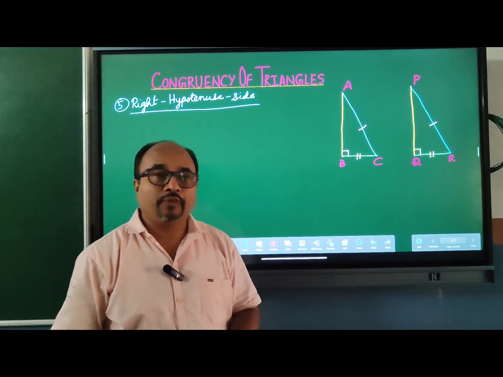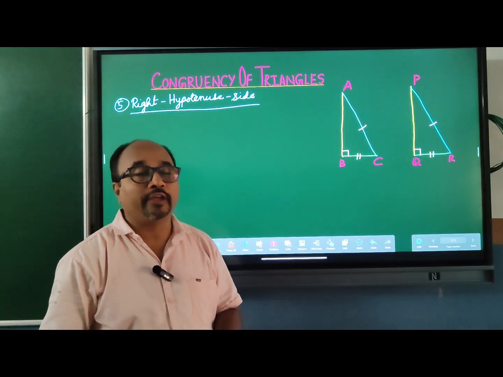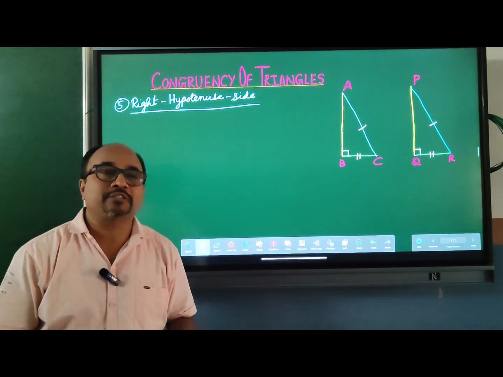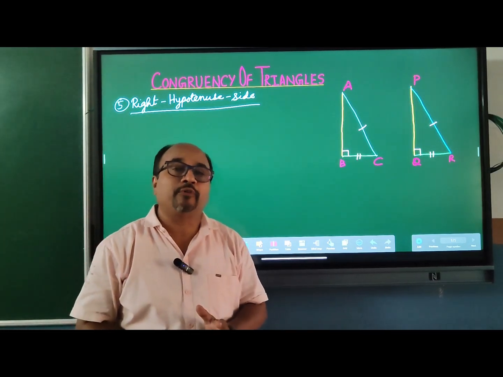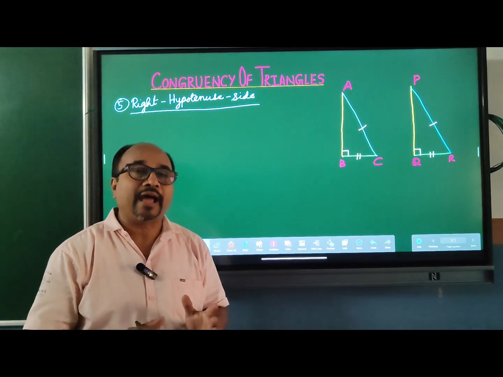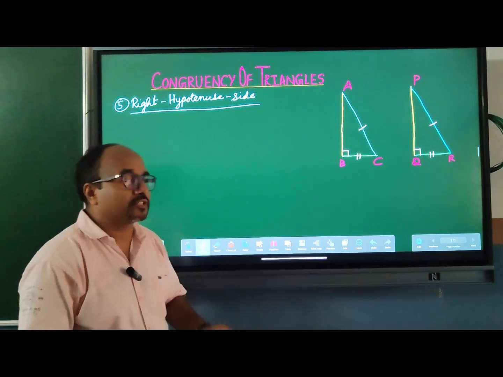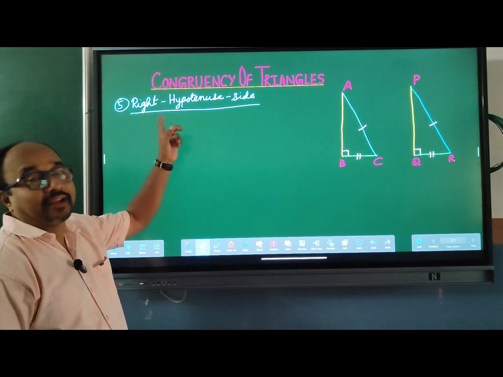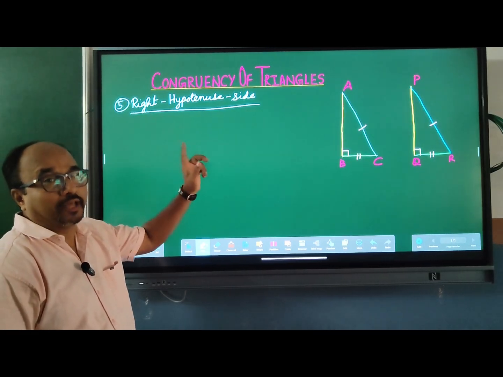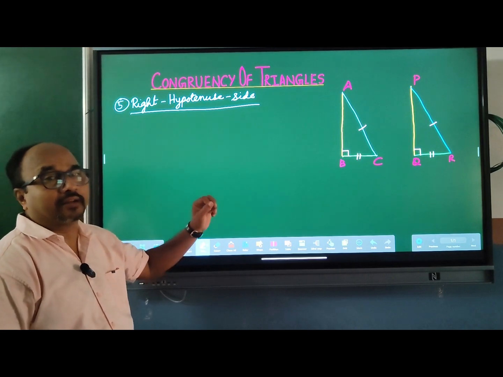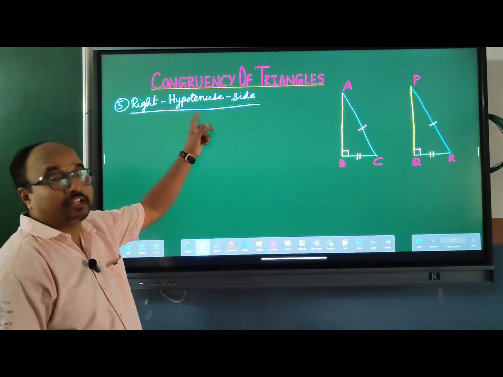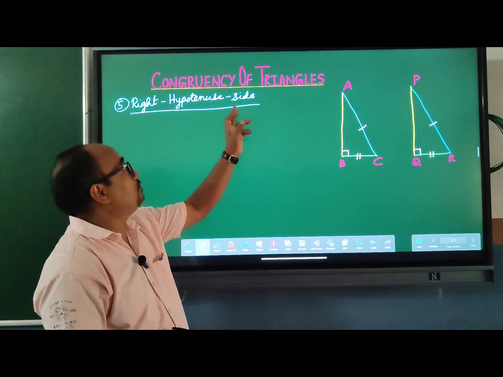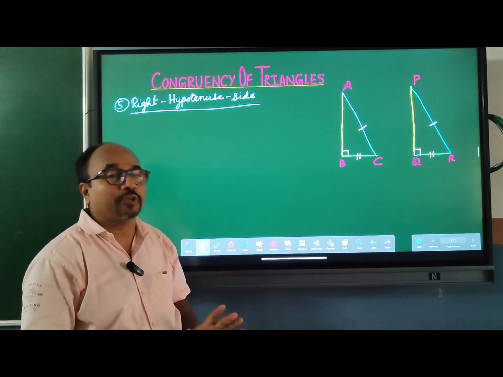Now let us see the fifth and the last rule for proving two triangles congruent. And this rule is specifically for a particular type of triangle, that is a right angle triangle. So the rule says in the two triangles, right here means right angle, 90 degrees, has to be there. You know in a right angle triangle, the longest side is the hypotenuse. So the hypotenuse of both the triangles should be equal. And then one more side of both the triangles should be equal.